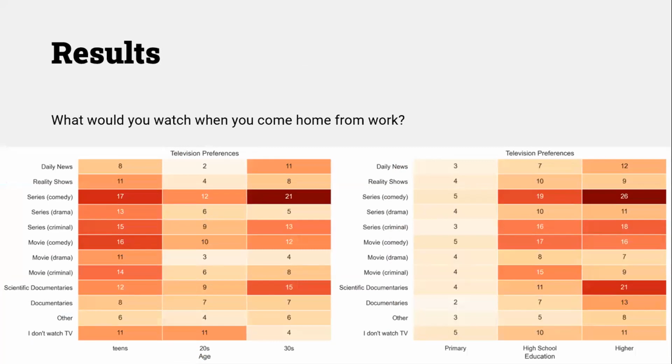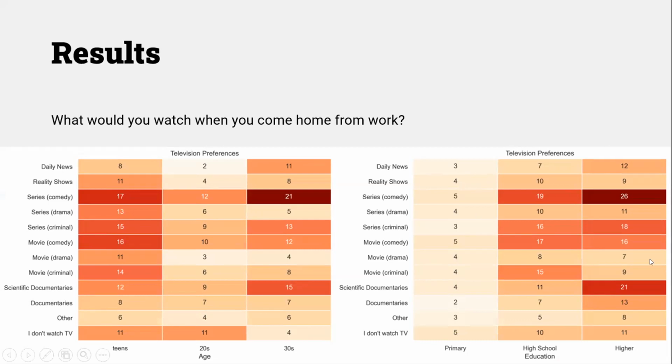The results in these 2 figures show the answer to the question, what would you watch when you come home from work? The question specifies the situation when the person has come home from work, and this part of the day is usually when a person is tired from the workday and is more susceptible to external influences. It's noticeable that the age groups of teens and 30s are the ones that are actively watching some form of television. Comedies and criminal movies and series are among the most preferred forms of after-work relaxation, while the daily news is not that preferred.